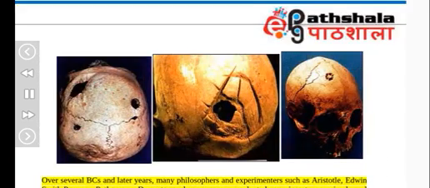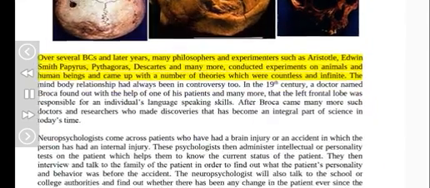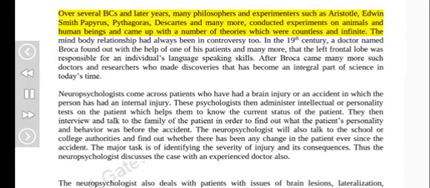Over several BCs and later years, many philosophers and experimenters such as Aristotle, Edwin Smith Papyrus, Pythagoras, Descartes and many more, conducted experiments on animals and human beings and came up with a number of theories which were countless and infinite. The mind-body relationship had always been in controversy too.